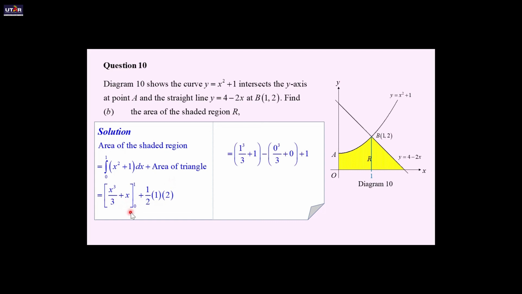By doing further calculation, we will obtain the area of the shaded region is equal to 2 and 1/3 unit square.